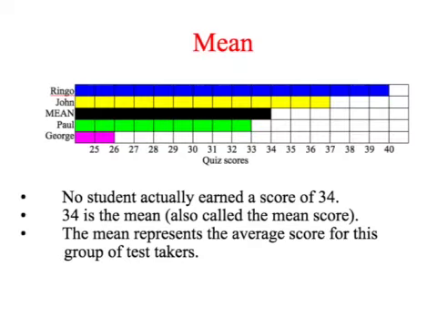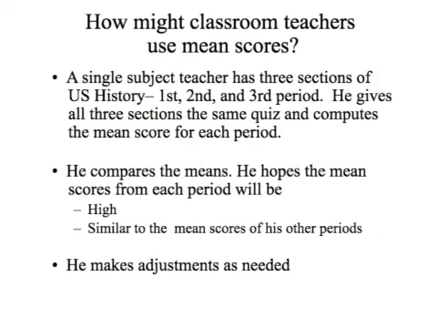Interestingly, none of the students actually earned a score of 34. 34 is the mean, which is also sometimes called the mean score. And if you look in the third row down, you'll see the black line that represents the mean. And the mean is the average score for this particular group of test takers.